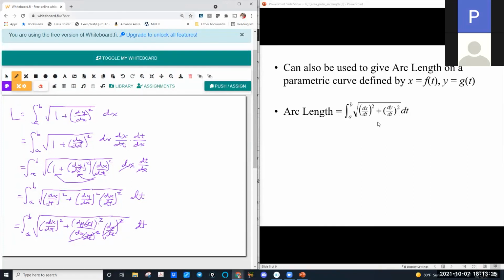You guys actually did arc length of parametric when we did the worksheet on parametric. You didn't do arc length, but you did the integrand of arc length, because this was the speed. So the arc length is integrating over the speed.